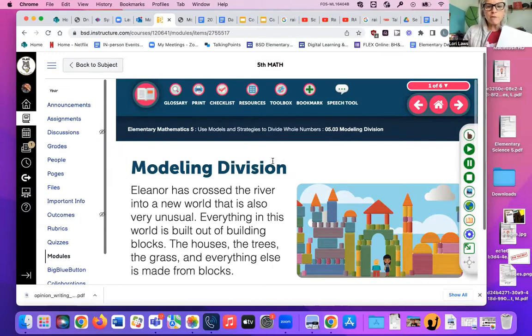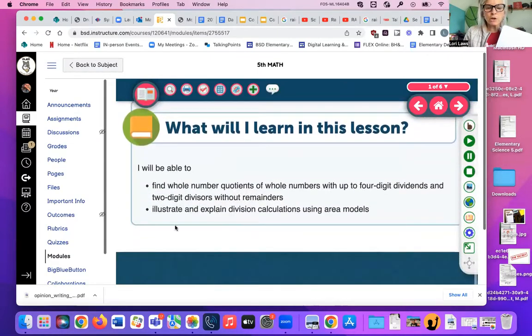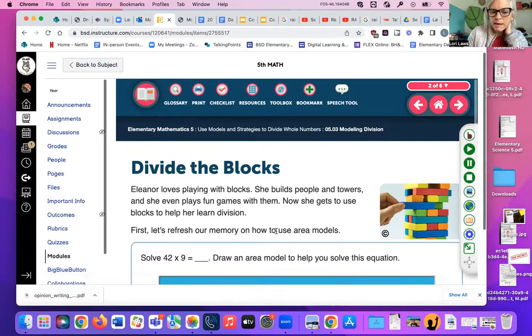So here we are on 503, modeling division. And as you can see here, it says that you're going to learn how to do big, huge division problems up to 4 digits, without remainders, but you're going to be using area models. So if you're anything like me, you're going to be like, what? How am I going to use area models for that? They talk to you here about remembering that multiplication is really the same thing as division.